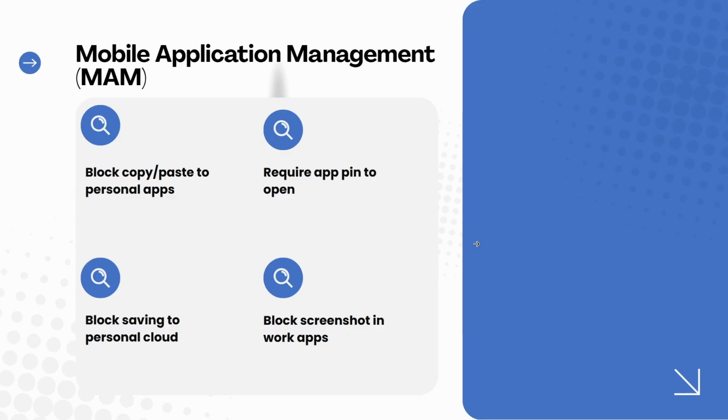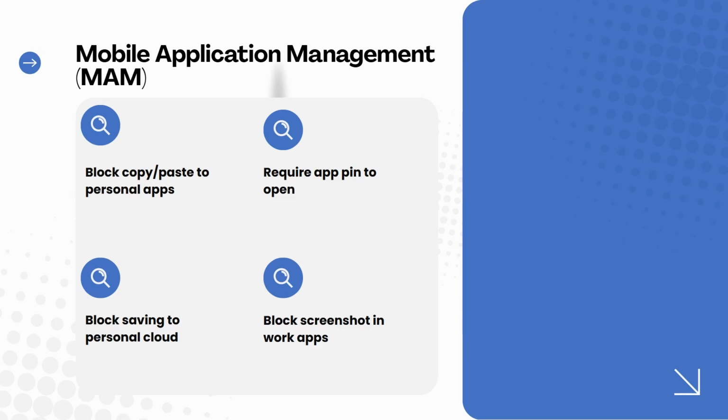MAM, on the other hand, stands for Mobile Application Management. MAM is when the company does not control your device at all, not fully at least. They only protect the work apps or the corporate apps that they push. Examples could be Outlook, Teams. But when the company tries to enforce the MAM policy, they just try to make sure that the company data cannot be leaked in any way.